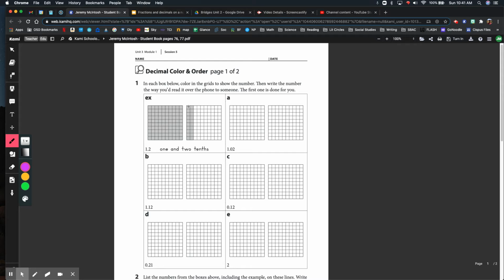And then 1, 2, 3, 4, 5, 6, 7, 8, 9, 10, 11, 12, 13, 14, 15, 16, 17, 18, 19, 20. 20 little squares are shaded in out of 100. So we could write 1 and 20 hundredths, or the way that they have it written is 1 and 2 tenths. So each of these strips is a tenth of a whole.